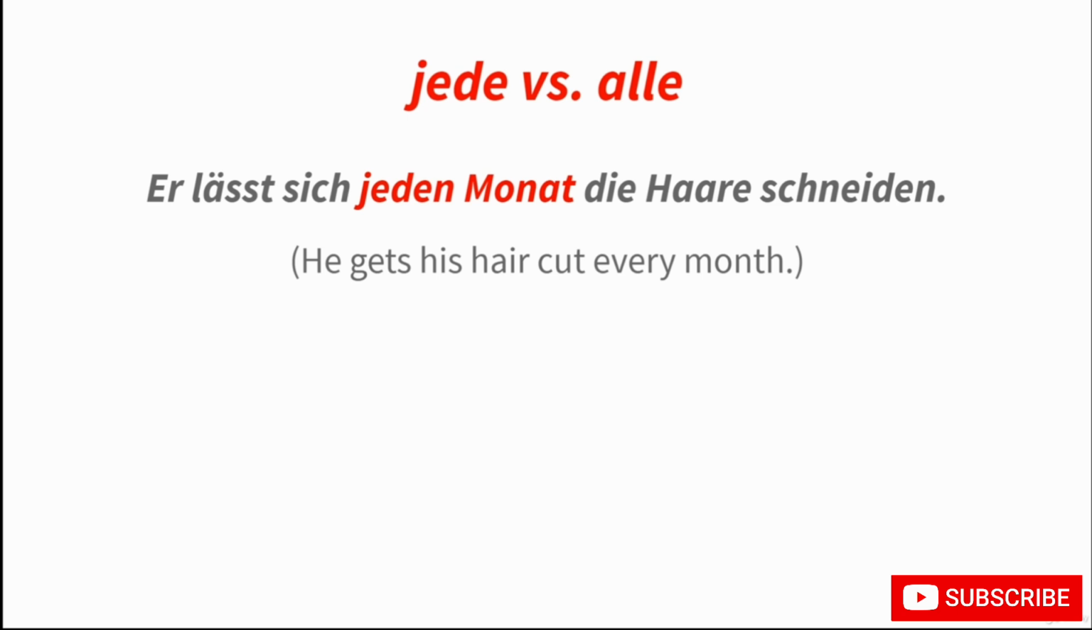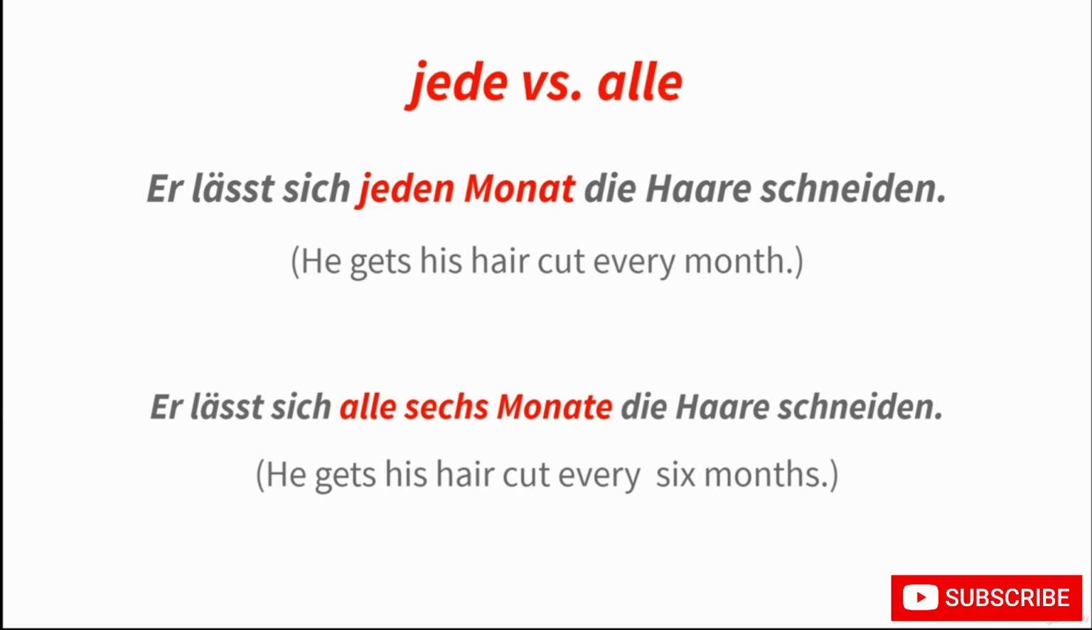How can I say when I don't get my haircut every month, but every 6 months? Er lässt sich alle 6 Monate die Haare schneiden. Means he gets his haircut every 6 months. Can you see the difference between these sentences? Both mean every, but with jede, it must be every month, every day, every hour, and so on. And it must be singular. But in alle, it must be plural, and that's why more than one. We need a number in front of the noun.